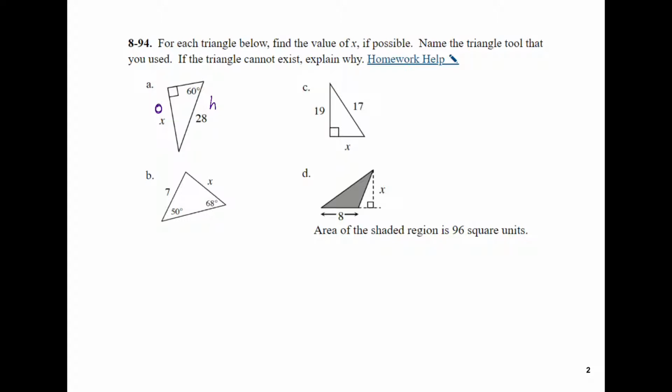I would take, using 60 degrees, opposite over hypotenuse, which is the sine. So the sine of 60 degrees is equal to x over 28. Use inverse operations, so 28 times the sine of 60 is equal to 24.25 units.